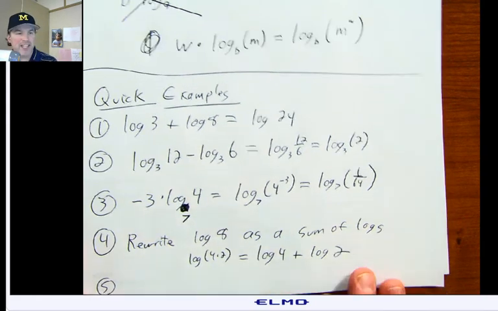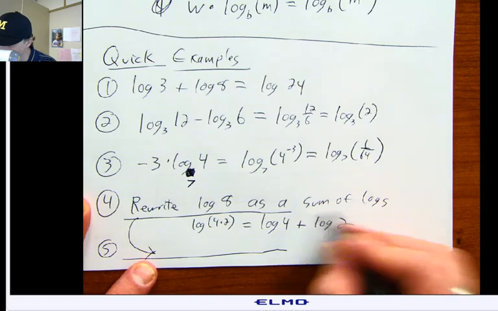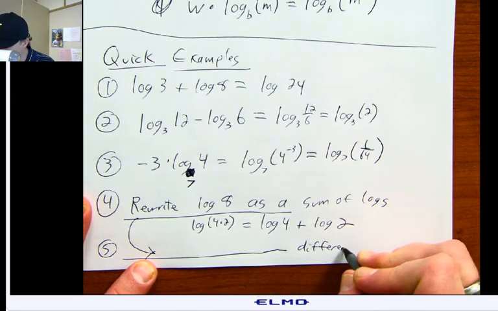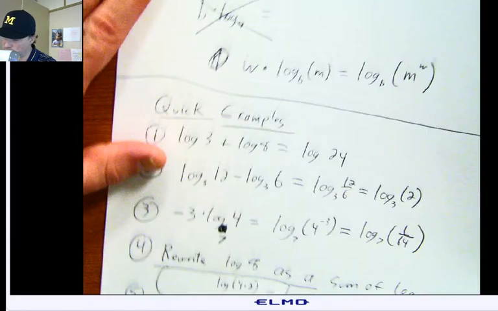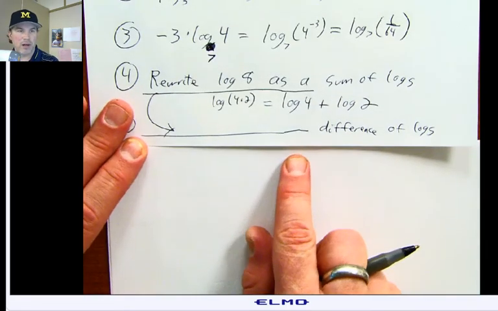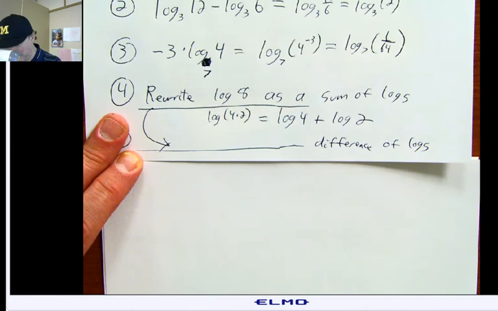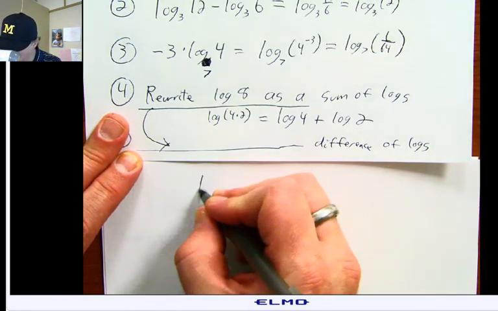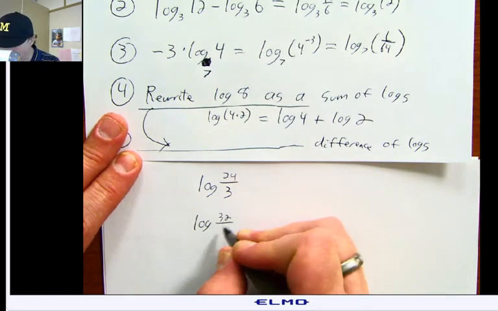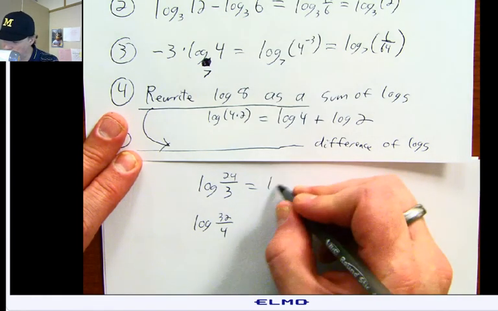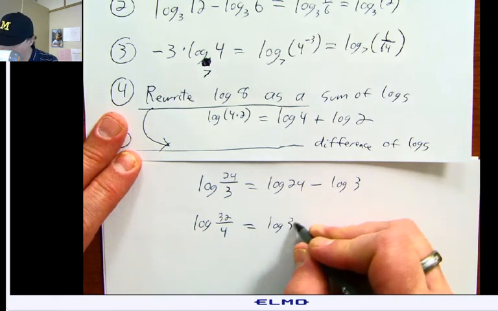Number 5, what if it was the exact same thing? Rewrite log 8, but instead of a sum of logs, as a difference of logs. Well, instead of thinking what times what equals 8, we'd have to think what divided by what equals 8. You could do a lot of things. You could do 24 divided by 3. I could go 32 divided by 4. So this would be log 24 minus log 3, or in this case, log 32 minus log 4.